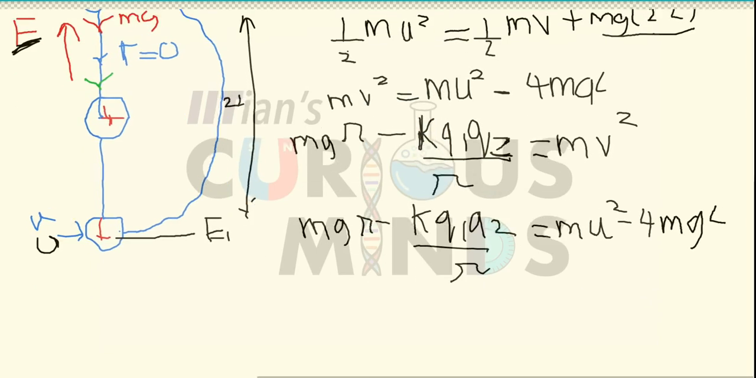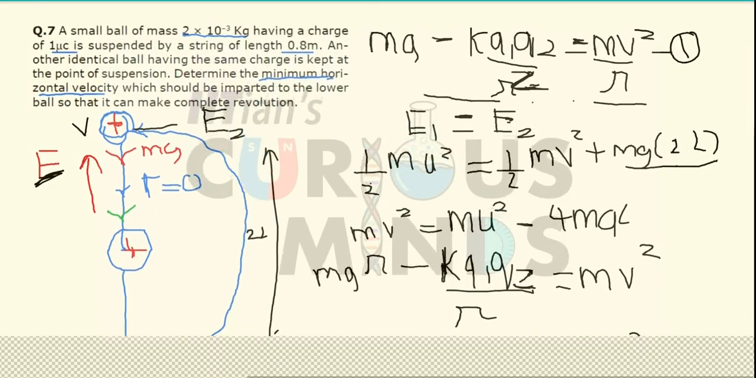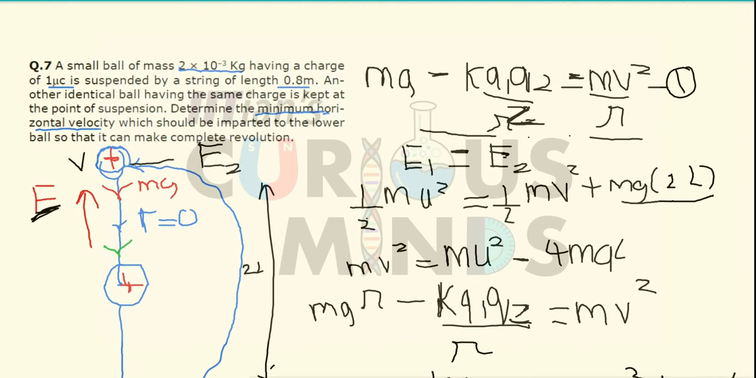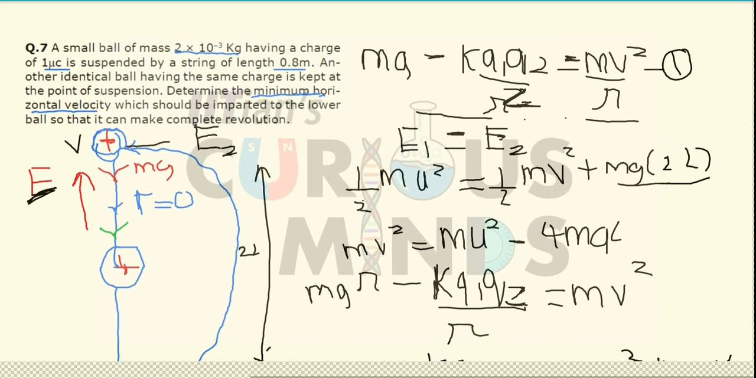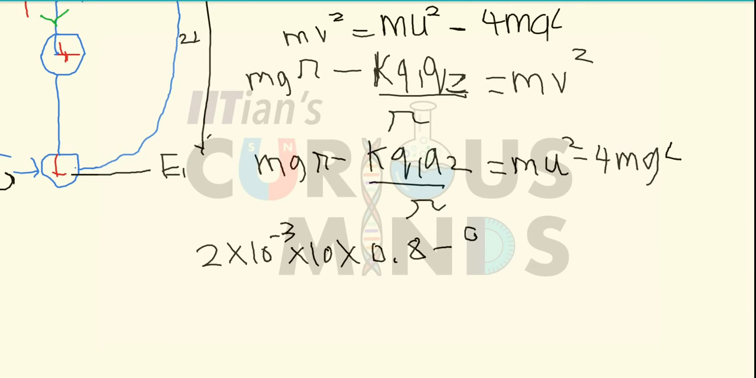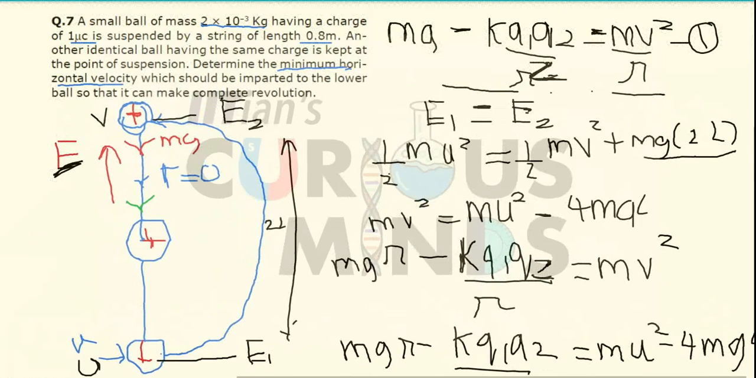Now the mass over here is given as 2 into 10 raised to minus 3. So this will be equal to 2 into 10 raised to minus 3. The g will be equal to, let us take it as 10 into r. The length of the string is given as 0.8, so it will be 0.8 minus k. K over here is equal to 9 into 10 raised to 9. Charge over here is given as 1 microcoulomb for both of them.